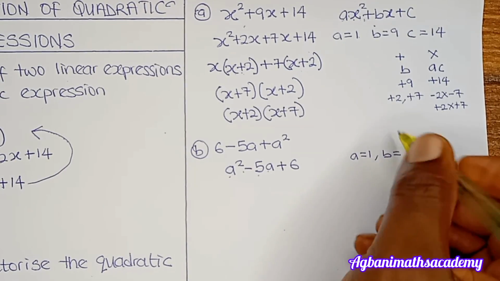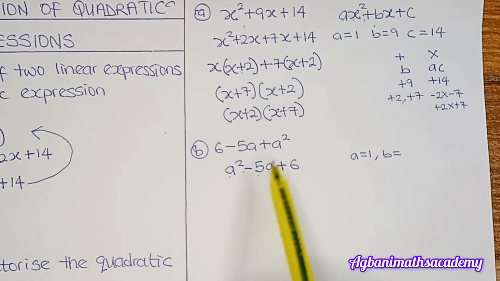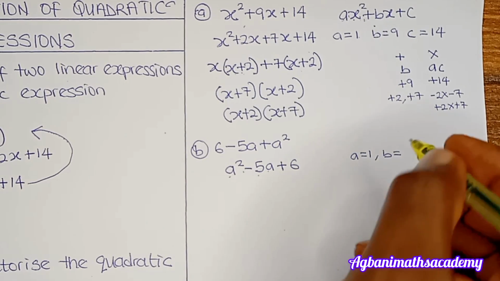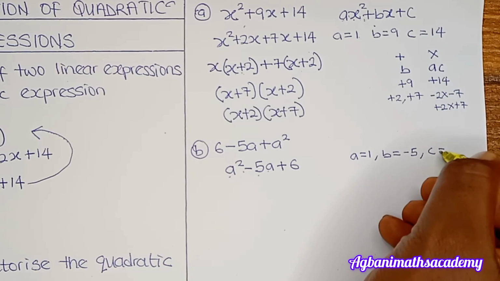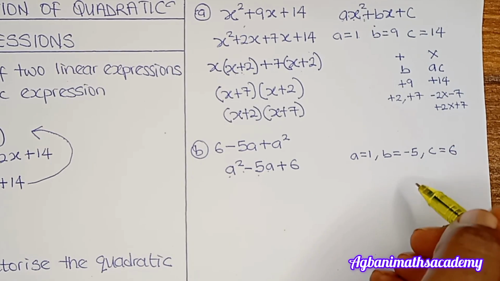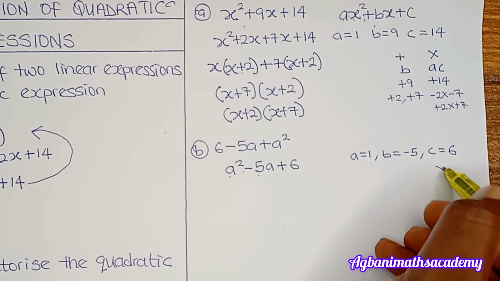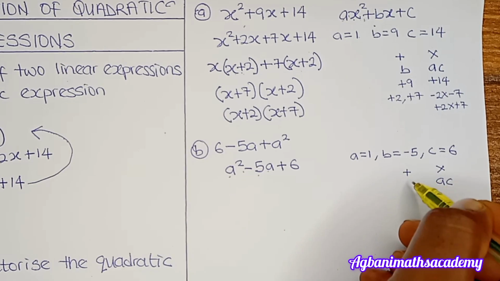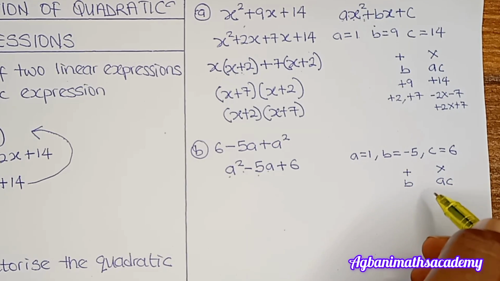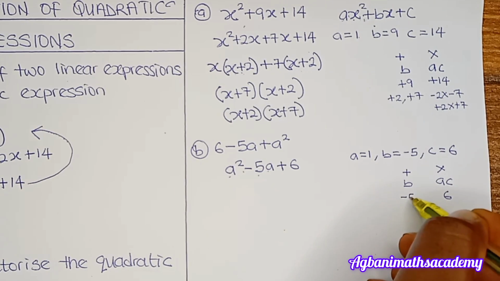b is the coefficient of x. So we have minus 5. So b is minus 5. And c is 6 or plus 6. So we are looking for two numbers that will multiply to give us ac and add to give us b. Okay? So remember, our c is 6, our b is minus 5.